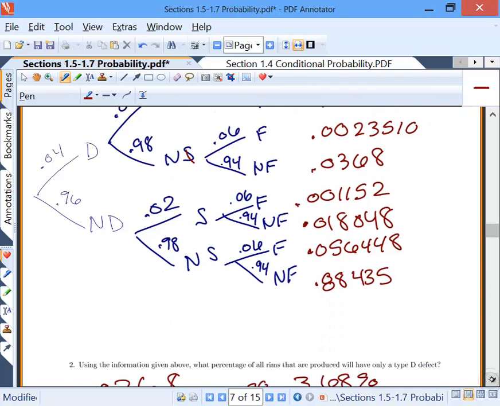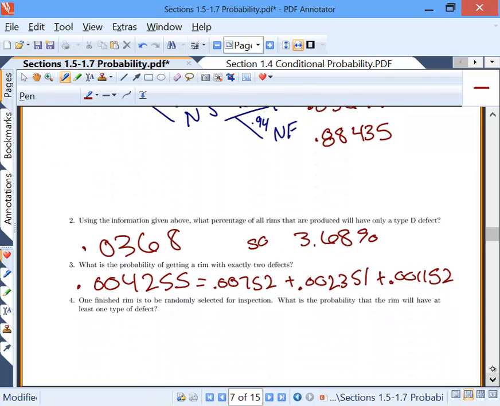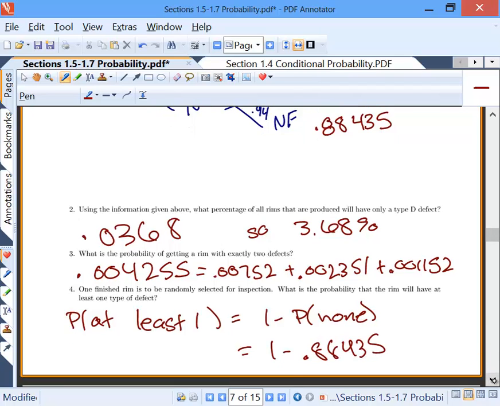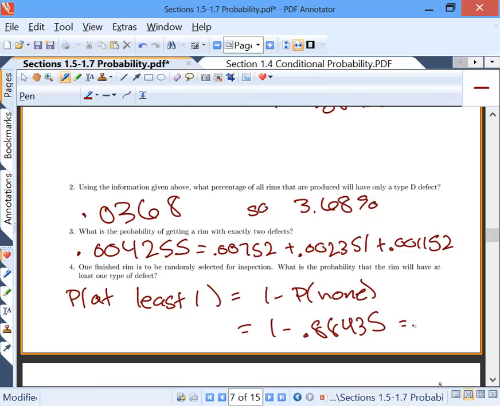Because the complement of at least 1 is none. So the probability of at least 1 equals 1 minus the probability of none. And the probability of none was the last branch, so 0.88435. So 0.11565. So questions on that tree diagram. Do you feel like they're useful? Some people like them, some people don't.